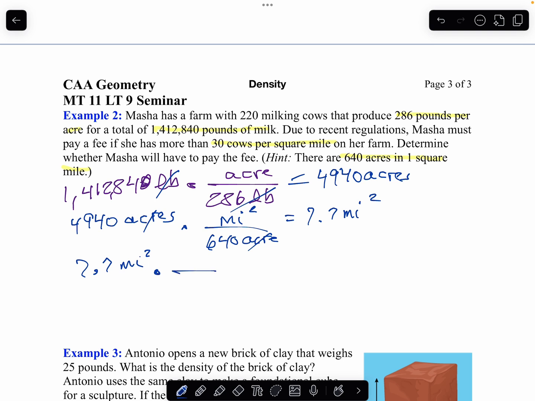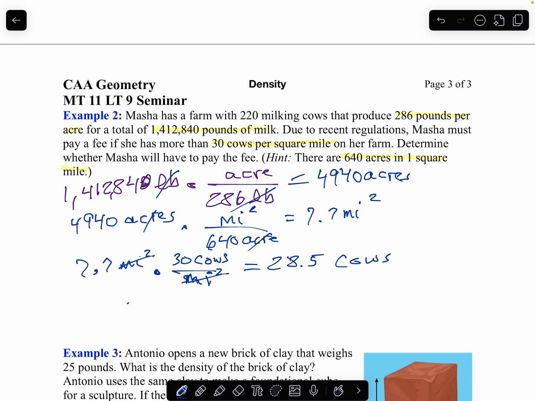I know we have 30 cows per square mile. It's supposed to be a mile there. Sorry, the handwriting's so bad. So in other words, we take 7.7 times 30, and we get about 28.5, don't we? I kept that in my calculator, by the way. I didn't just type in 7.7. So 28.5 cows.